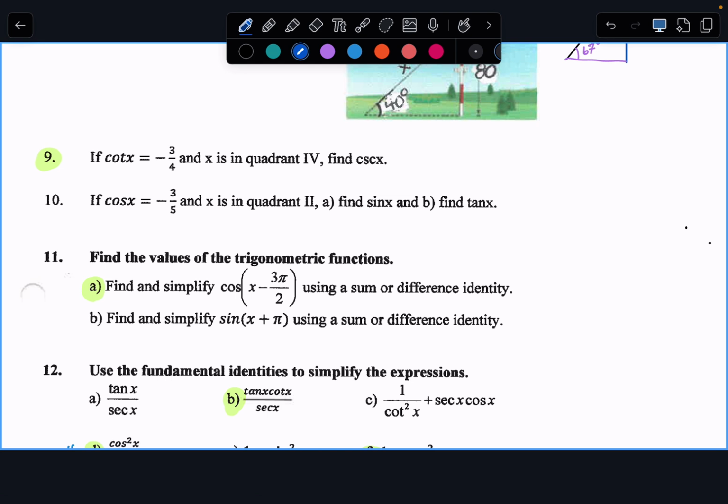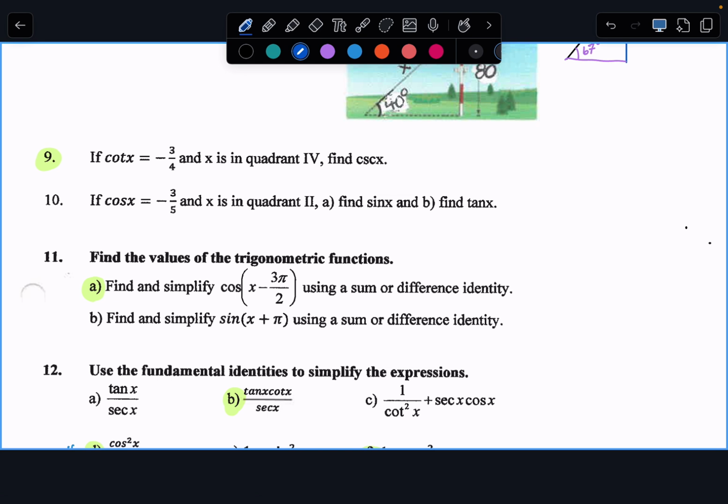Here's what I would do. I wouldn't do it like this, but here's what should pop into your head. Your identities, right? 1 plus cotangent squared equals cosecant squared. So you could just square it, turn 1 into a fraction, and then solve it, okay?